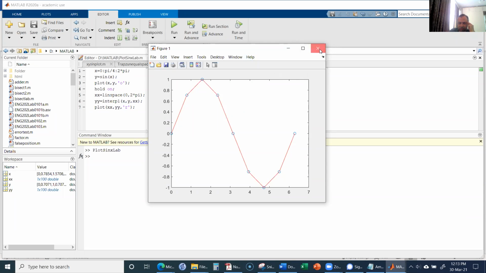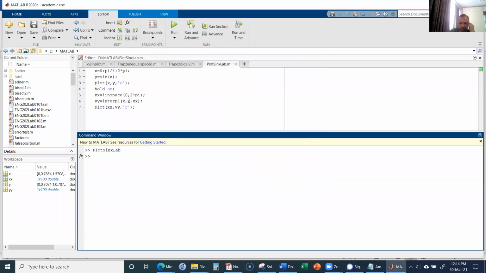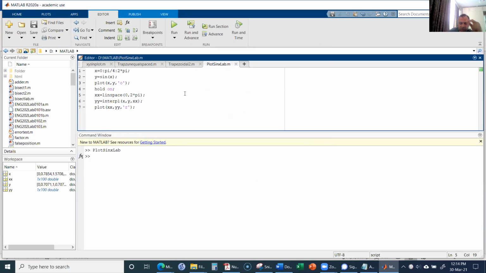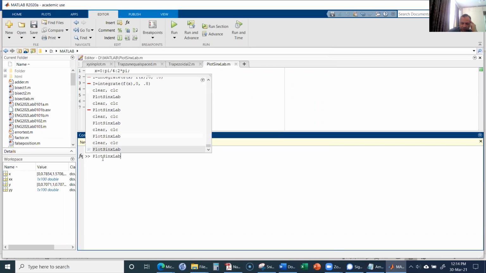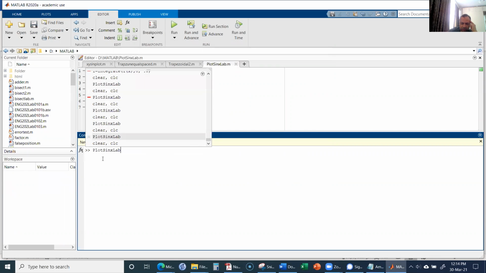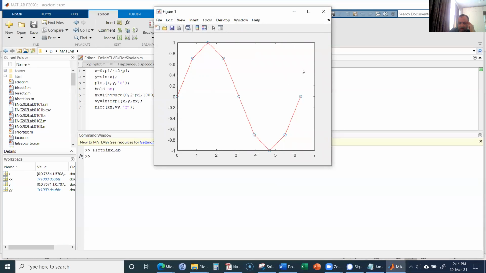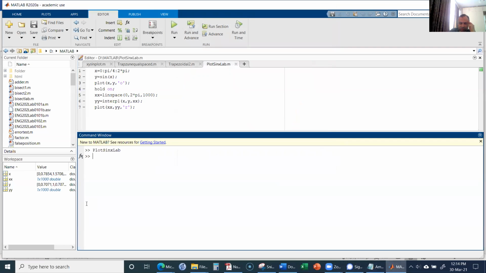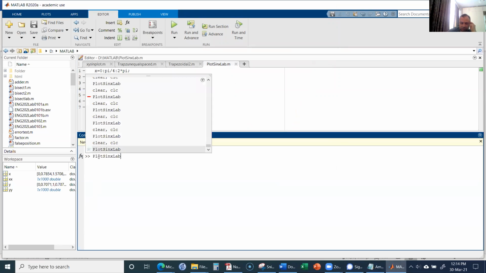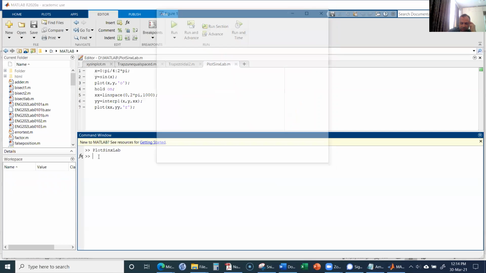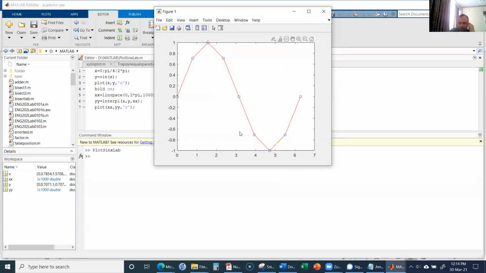Let's make it a little bit more smooth. Instead of say 100 points, say I take 1000 points. Then it will be more smooth. So I plot it again. Maybe I need to close it and then run again. Yeah. So in this case, I get these data points like this.